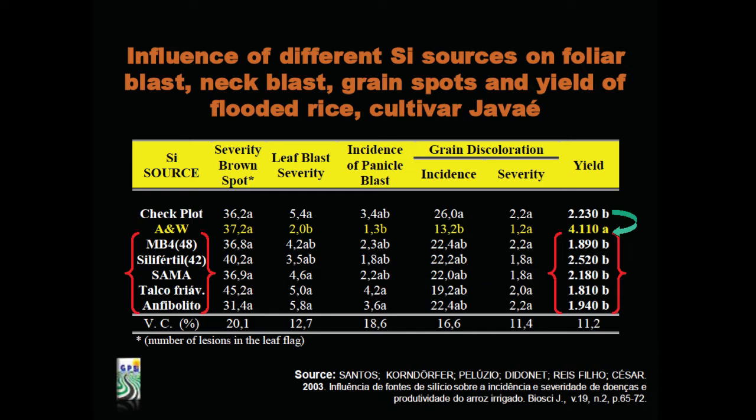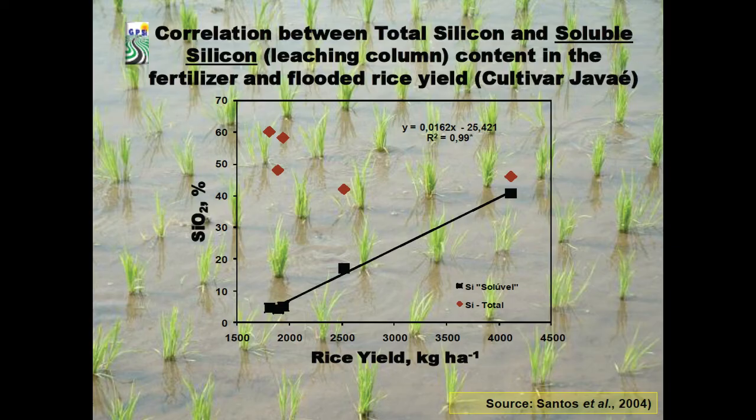The yield increase from the use of this material was because we could reduce leaf blast severity and incidence, and also the incidence of panicle blast. In another field experiment, we tried to correlate rice yield and silicon content. If we look at this figure, you notice that when we take into account the total silicon from the fertilizer, we had no correlation at all. But when we measure the plant available silicon, we get a nice correlation, 0.99. So it means that once we have available silicon in the fertilizer, we'll get increased yield.